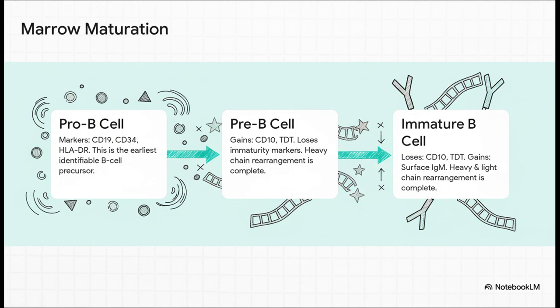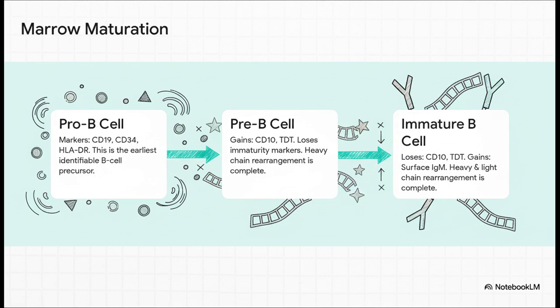So this development in the marrow unfolds in three really distinct stages. First up, we have the pro-B cell. It's got that family name, CD19, along with some immaturity markers, CD34 and HLA-DR. Then it matures into a pre-B cell. Now this is where it gets really interesting. It sheds those immaturity markers and picks up two critical new ones, CD10 and an enzyme called terminal deoxynucleotidyl transferase, or TdT for short. TdT is a really specialized DNA polymerase that's a hallmark of immature lymphocytes. At this stage, it also finishes rearranging its immunoglobulin heavy chain gene.